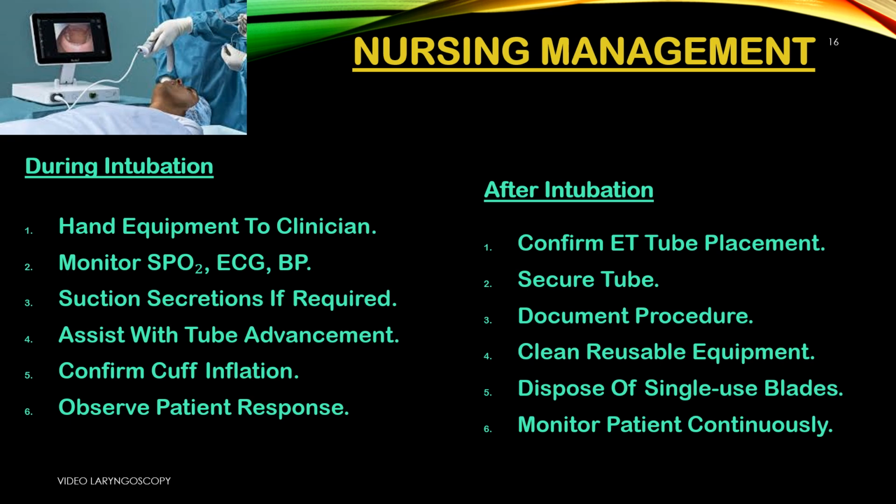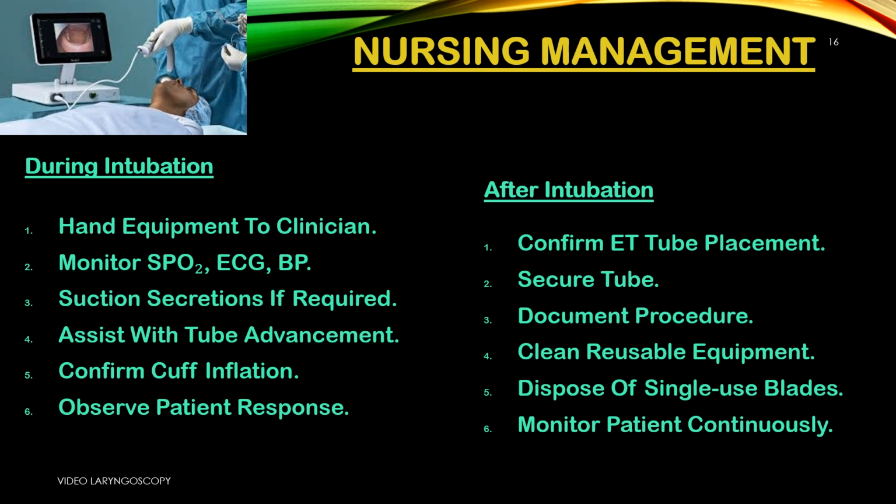After intubation. 1. Confirm ET tube placement. Use capnography, chest X-ray, and auscultation. Must verify tube is in the trachea, not esophagus. 2. Secure tube. Tape or tie the tube properly. Prevents accidental extubation or movement. 3. Document procedure. Record blade type, attempts, tube size, depth, and who performed it. Important for legal and clinical records.